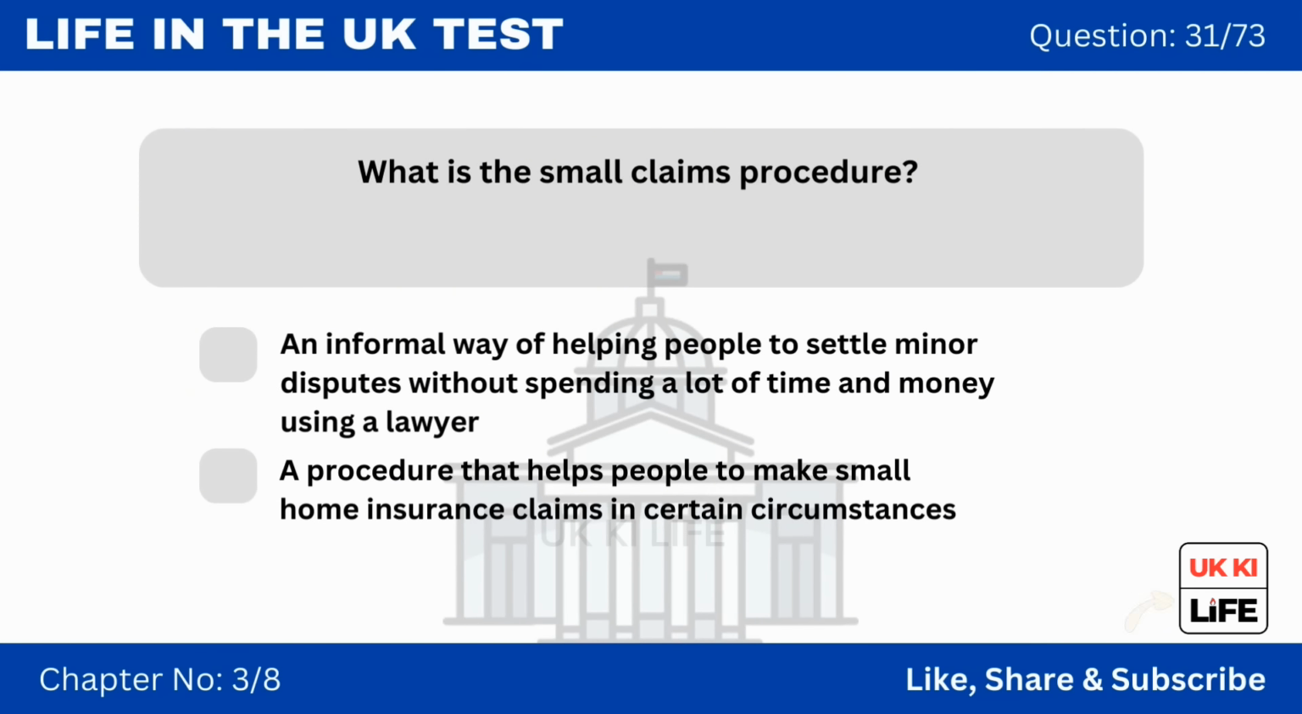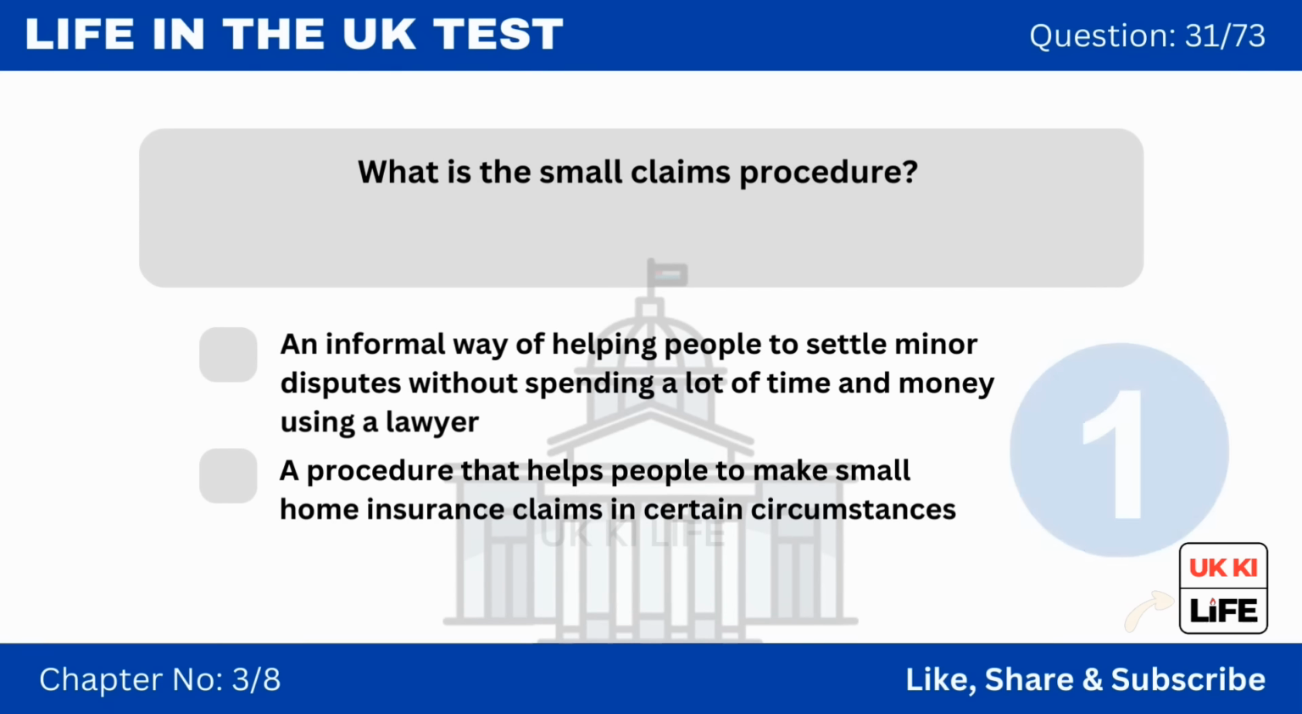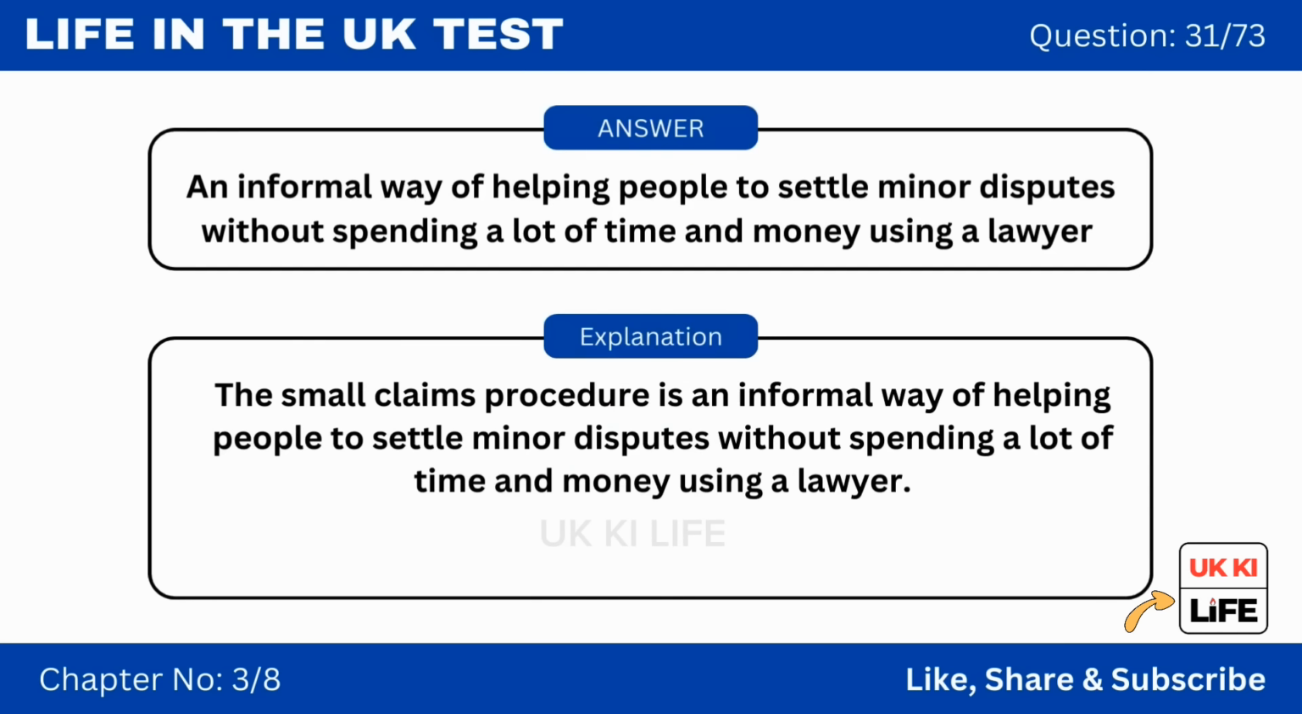Question 31. What is the small claims procedure? An informal way of helping people to settle minor disputes without spending a lot of time and money using a lawyer. A procedure that helps people to make small home insurance claims in certain circumstances. The correct option is A. Explanation. The small claims procedure is an informal way of helping people to settle minor disputes without spending a lot of time and money using a lawyer.